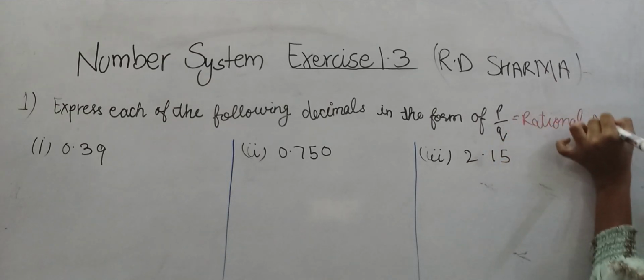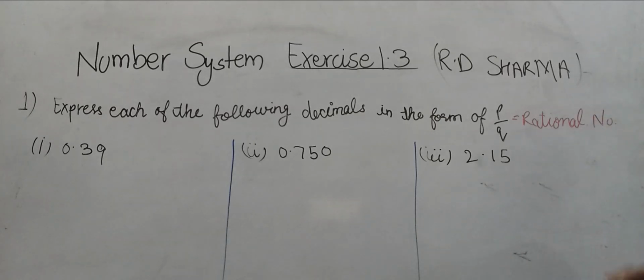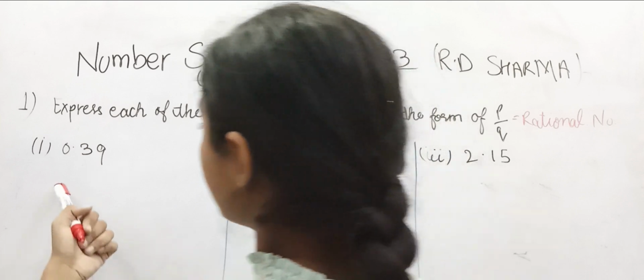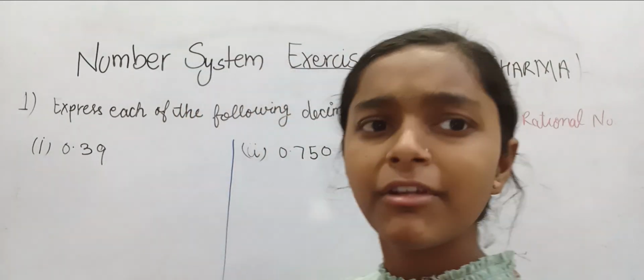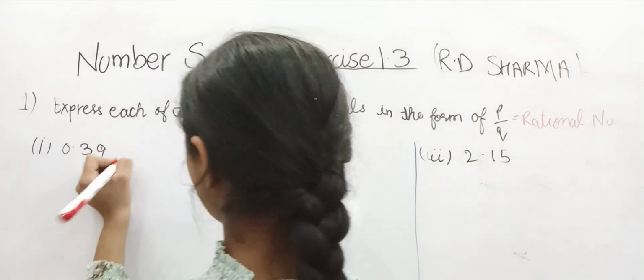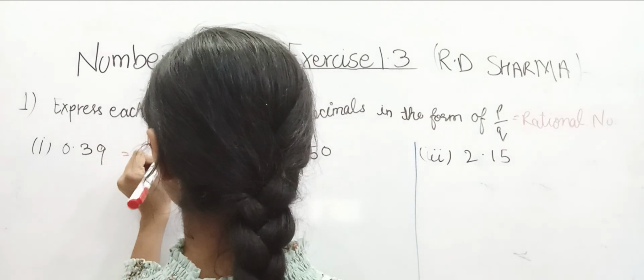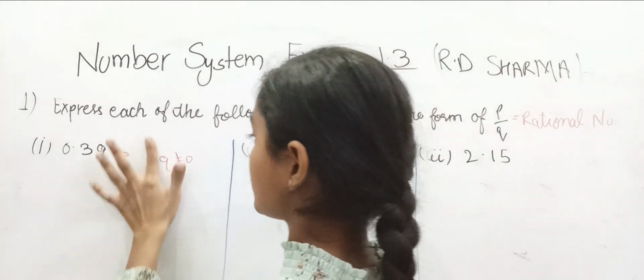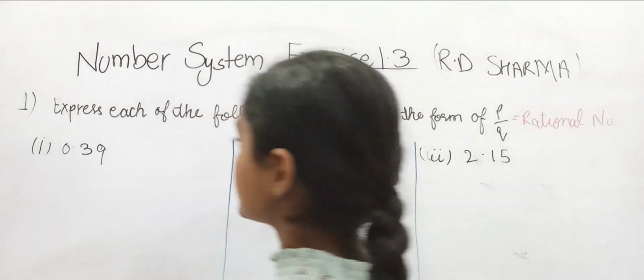So we have to make them in the form of rational numbers. First part, let us go over here, which is 0.39. Now, how will we make them in the form of p by q, where q is not equal to 0? That we know. So, let's begin.